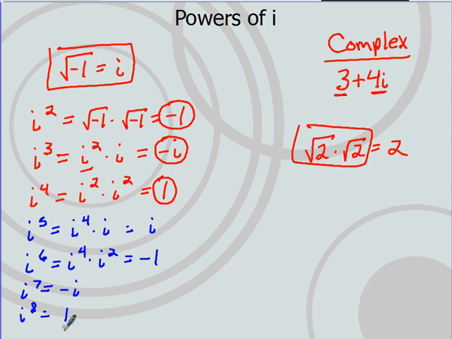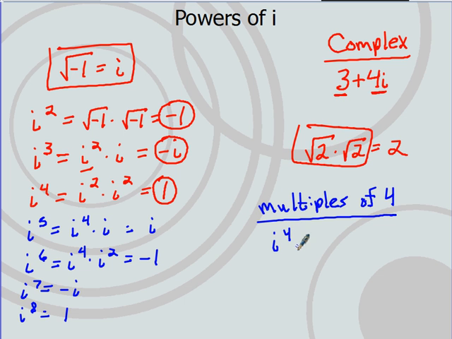Here's how to remember. Multiples of 4, such as i to the 4th, i to the 8th, i to the 12th, i to the 128th power, is always 1.